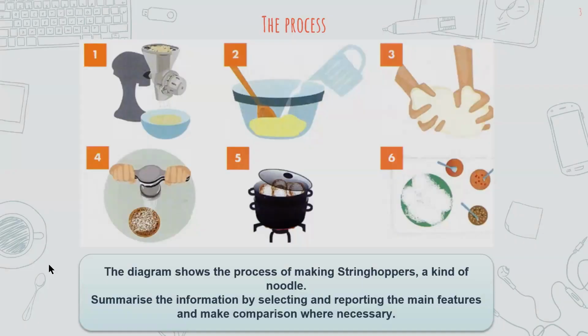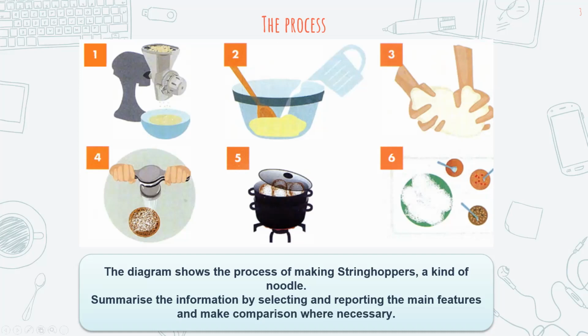Okay, so let's see an example. As you can see, the diagram shows the process of making string hoppers, a kind of noodle. Summarize the information by selecting and reporting the main features and make comparisons where necessary. As you can see, there are 6 stages, and at first you might feel confused about the whole thing. Okay, I won't lie to you, it's not easy. It takes practice. You need to study the process first before you do anything. So that's why we have maybe 5 questions for homework. I mean, for today's lesson.